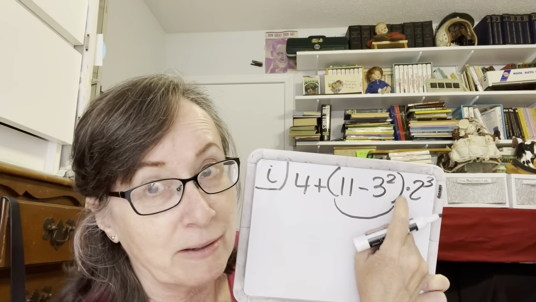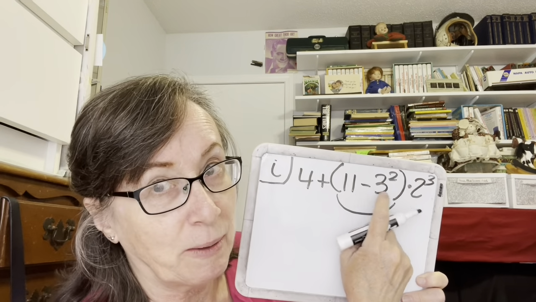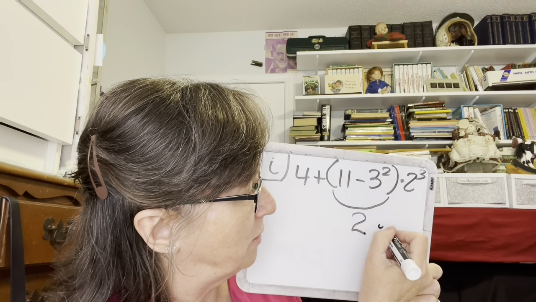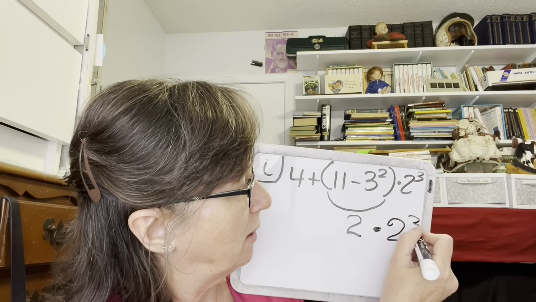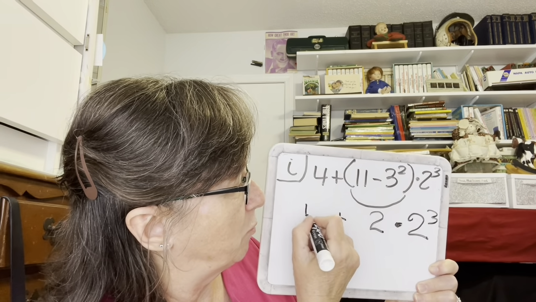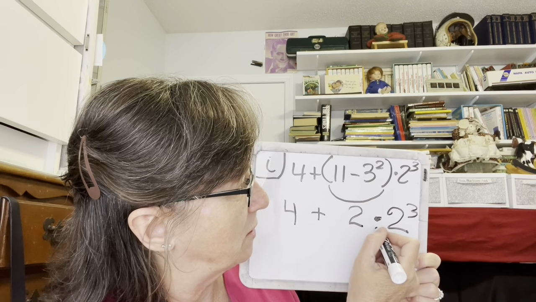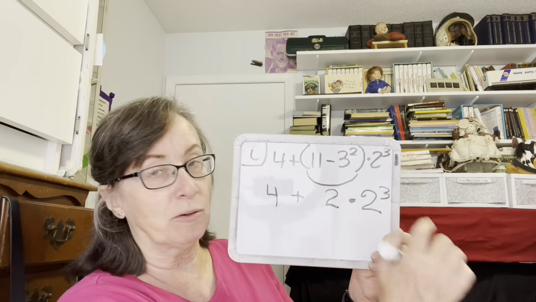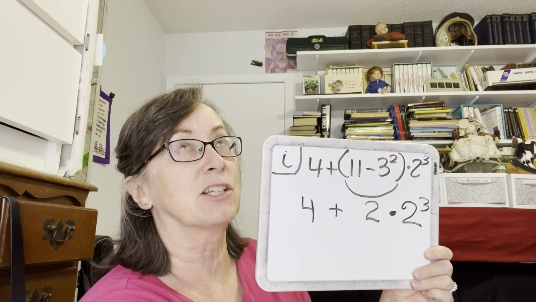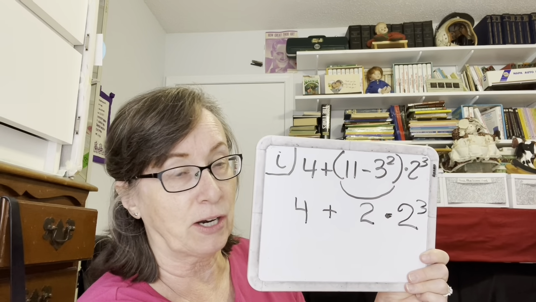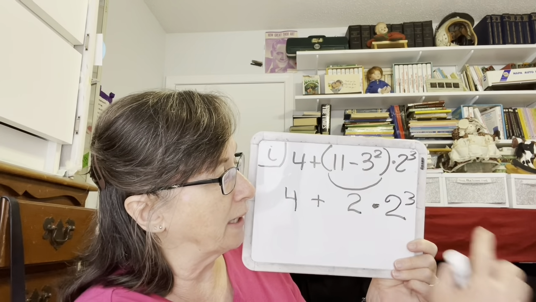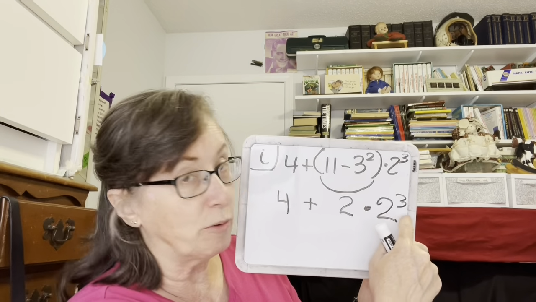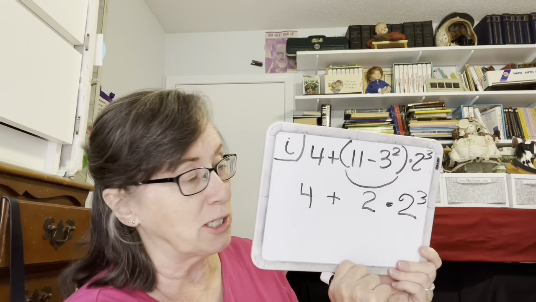So 3 squared is 9. 11 take away 9 is 2. So this whole parenthesis becomes a 2 times a 2 cubed. And then out here, we'd bring down the 4 plus 2 times 2 cubed. Now, what's going to happen first? The multiplication or the exponent? Please excuse. Excuse stands for exponent and root. So we're going to have to do 2 cubed before we do the times 2 here. So 2 cubed is 2 times 2 times 2, which is 8.